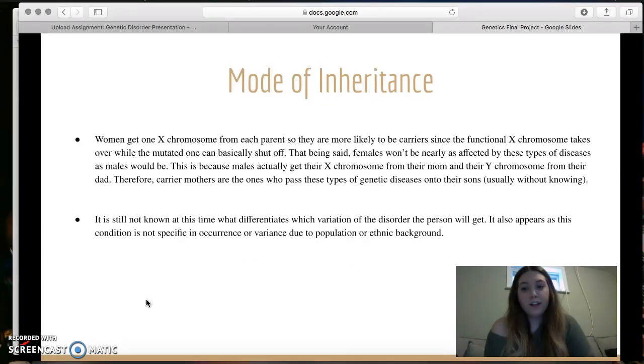So the mode of inheritance. Women get 1 X chromosome from each parent, so they are more likely to be carriers since the functional X chromosome takes over while the mutated one basically shuts off.